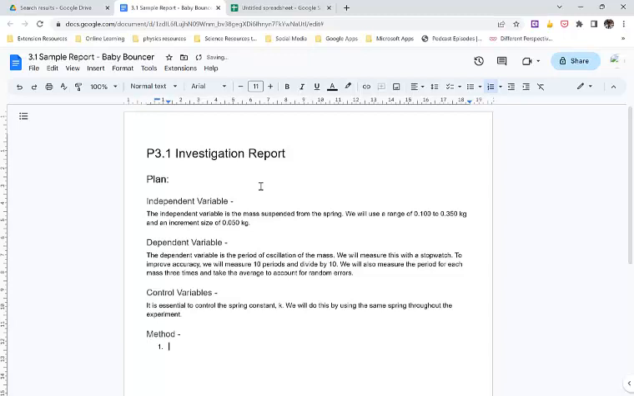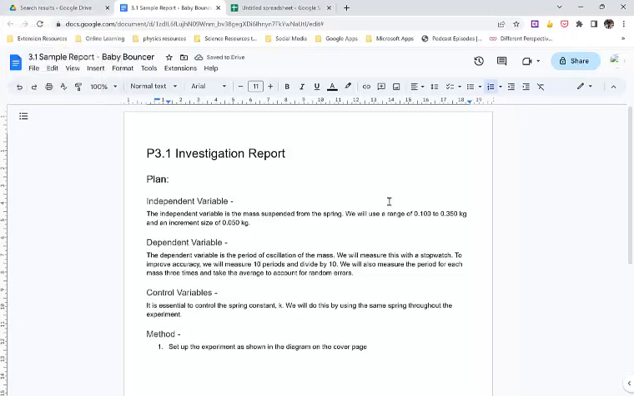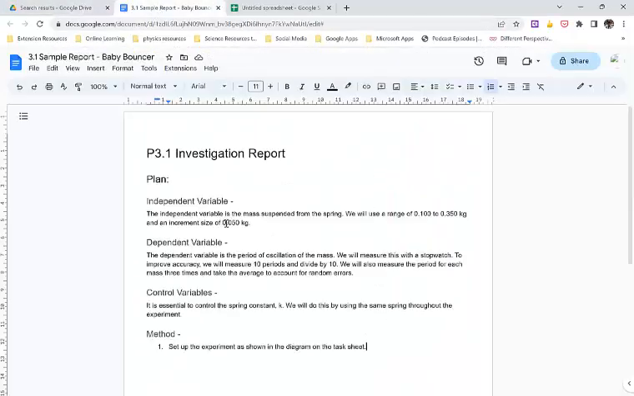So we'll say 1, set up the experiment as shown in the diagram on the cover page, because you will be stapling the task sheet to the front of your experiment. Maybe we can just say on the task sheet. Okay, so that's this diagram here, that one there.